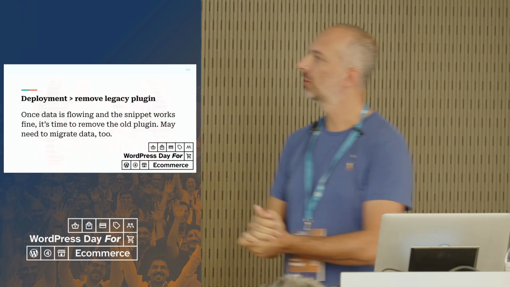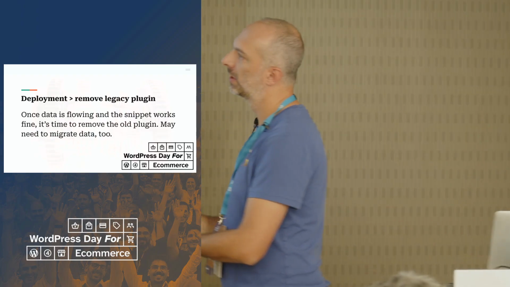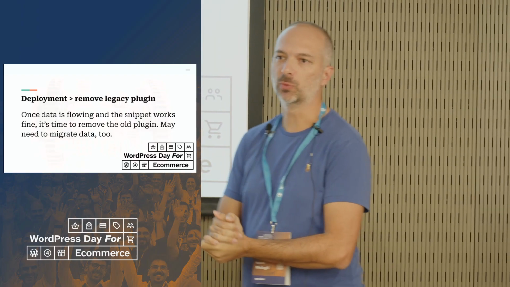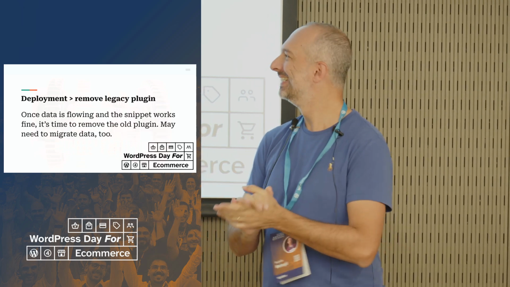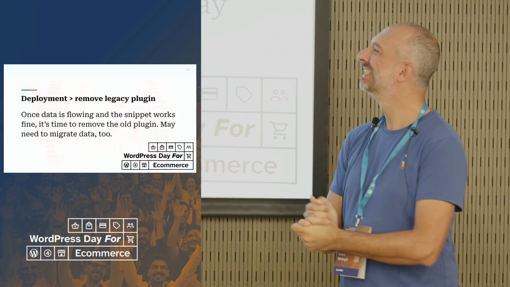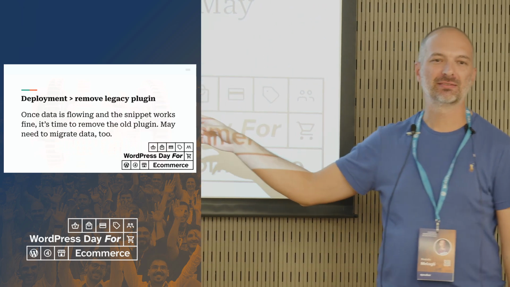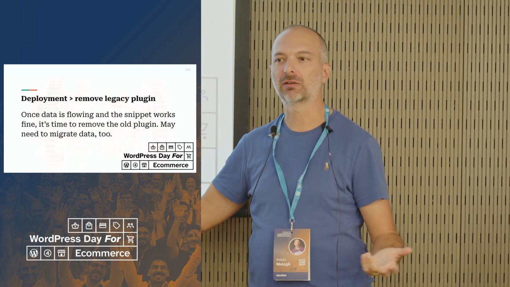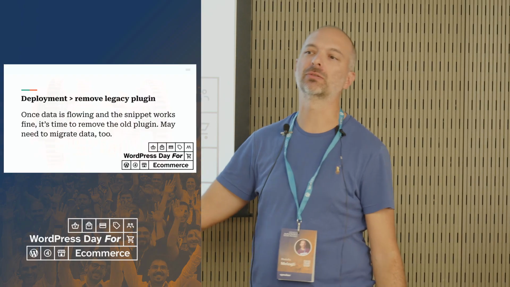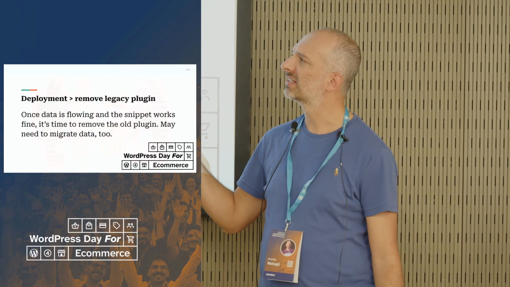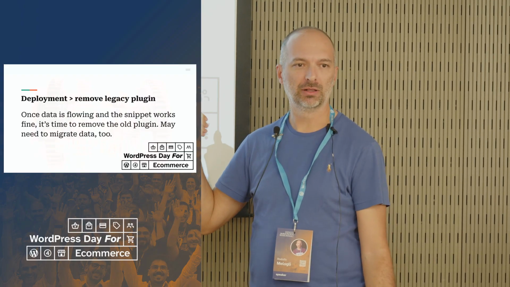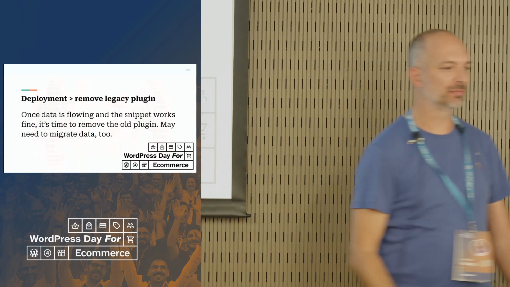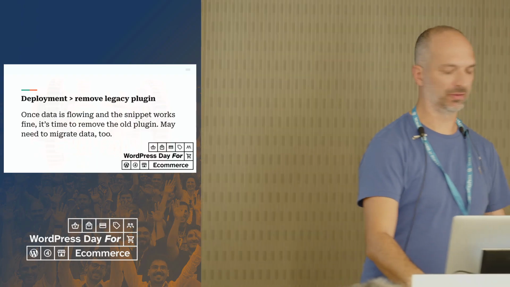At this stage, if data flows and the snippet works and everything is in place, it's time to remove the old plugin and pray that everything works. Also, you might need to migrate data from the old plugin. Maybe you had a custom database table, then you need to migrate it. Or in my case, I duplicated the table, renamed it, and asked the snippet to use the custom table instead. So I had to do nothing.